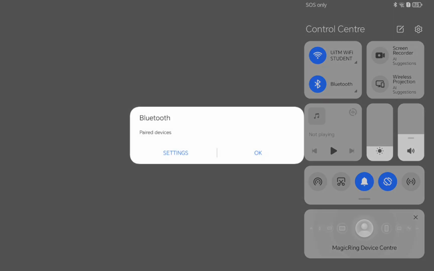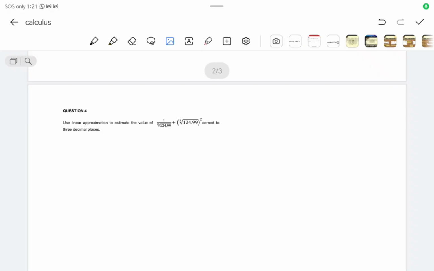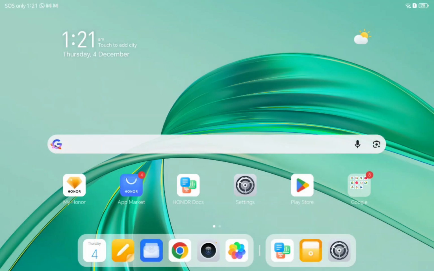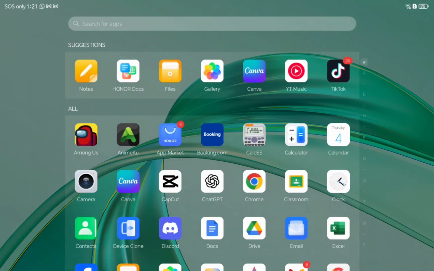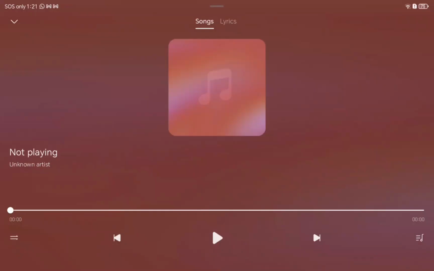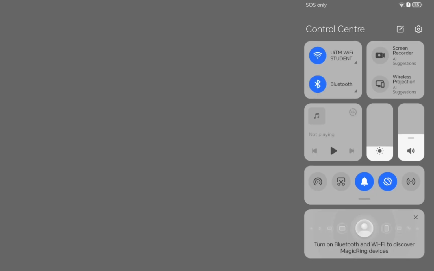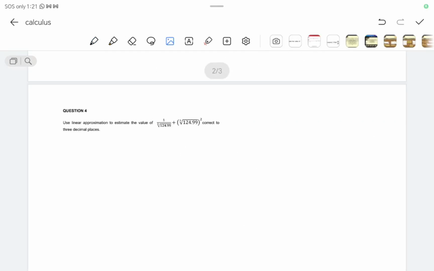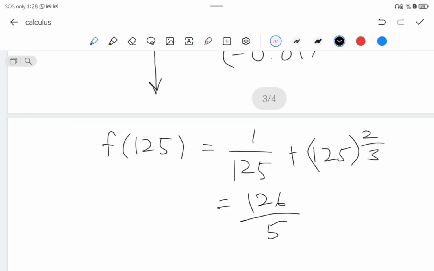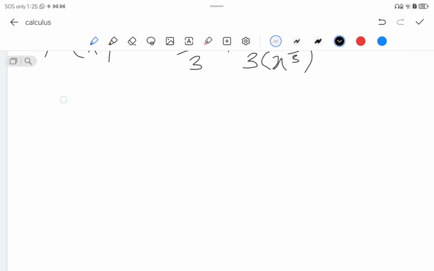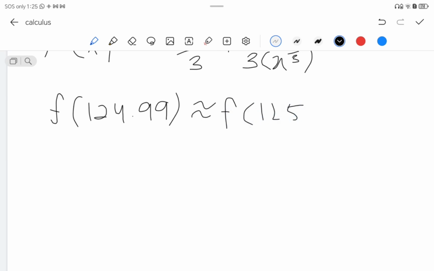Let's change 124.99 into 125 in f(x). So it will be f(125) equals 1 divided by cube root of 125 plus 125 to the power of 2 divided by 3. We will get 1 divided by 5 plus 25, or 25.2. So let's use the linear approximation formula, which is f(x) approximately equal to f(a) plus f prime(a) multiplied by the differential dx.